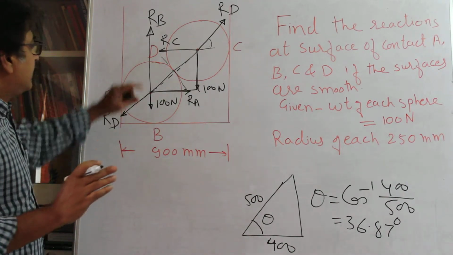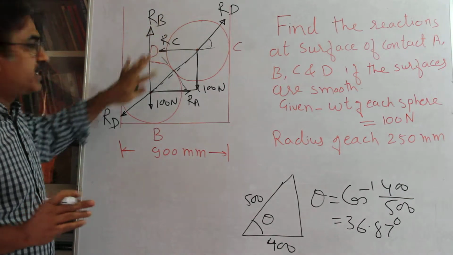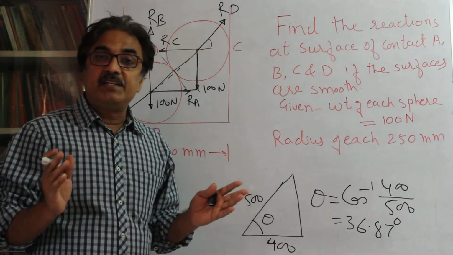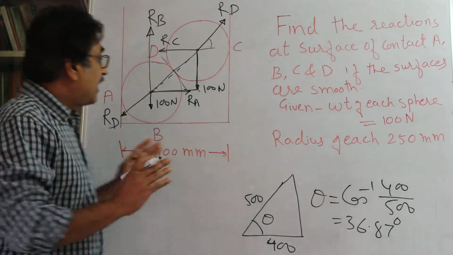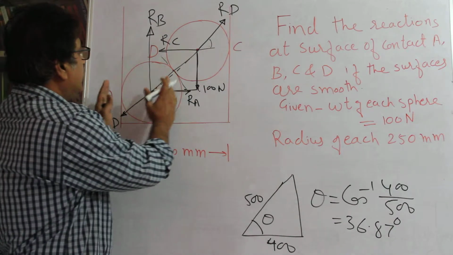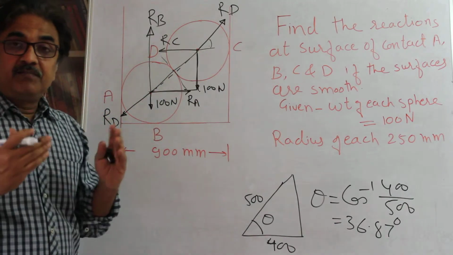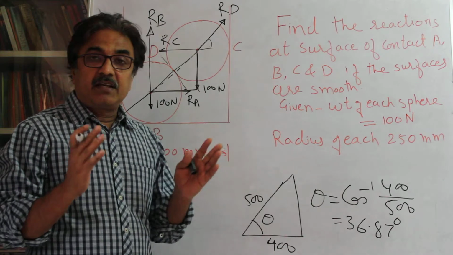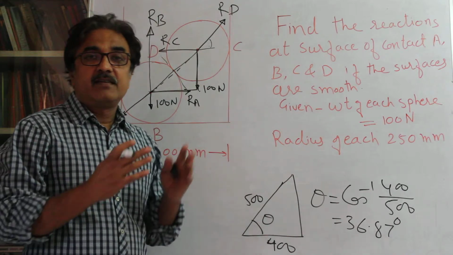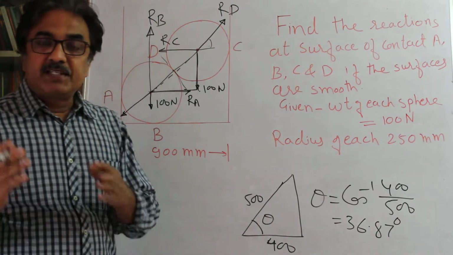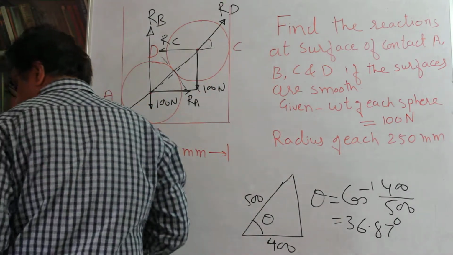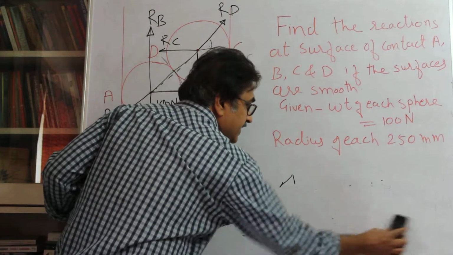Once you find that, we can consider all the forces acting separately on these spheres. Write down sigma Fx is equal to 0 and sigma Fy is equal to 0. Why? Because the system is under equilibrium. If you consider these two spheres, the forces are concurrent forces passing through the center, and coplanar concurrent forces on a body under equilibrium mean sigma Fx is equal to 0 and sigma Fy is equal to 0. So for these two spheres, let me write down these equations.